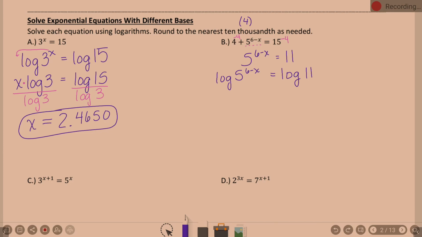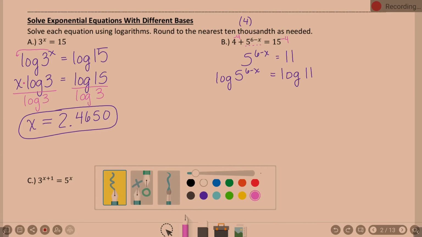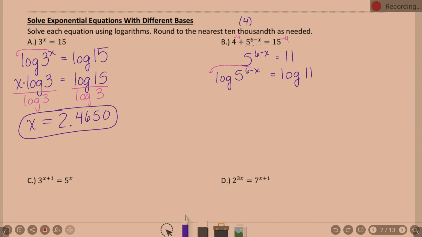Now, of course, this one gets a little fancier, right? We can't keep them the basic one-step problems every time. You know the next step, though. What do we have to do? We have to move the power out front. We have to get that x out of the exponent. So 6 minus x is going out front. Now, when I write that 6 minus x, it's more than one term. So I'm going to write this as 6 minus x in parentheses times log of 5 equals log of 11.